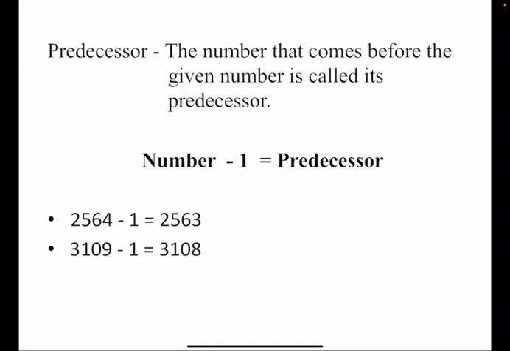Now let's study about predecessor. The number that comes before the given number is called its predecessor. So how will you find out? Subtract 1 and you will get the number which comes before the given number. Like here again I have taken the same example, 2564. If you subtract 1 from it, you will get 2563. And if you subtract 1 from 3109, you will get 3108. Is it clear, children? Successor and predecessor.